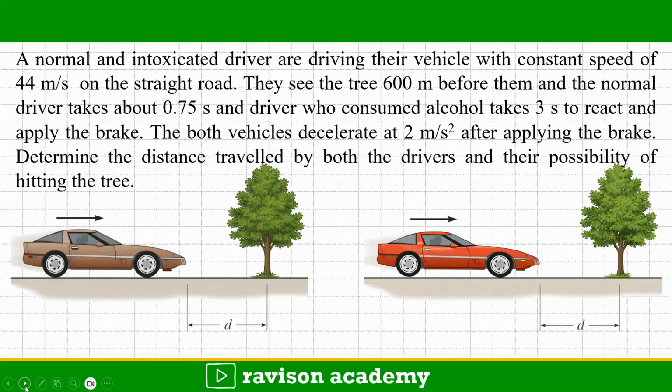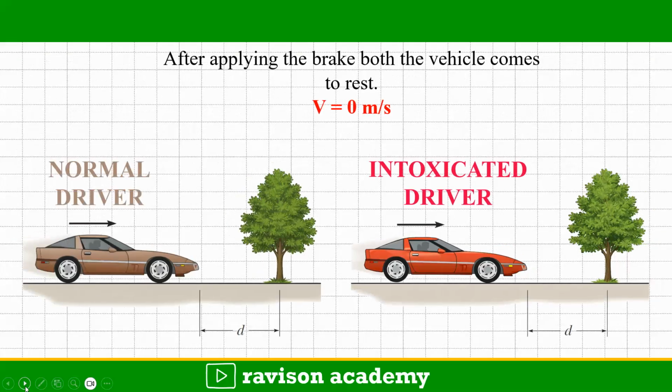A normal and an intoxicated driver are driving their vehicles at a constant speed of 44 meters per second on a straight road. They see a tree 600 meters ahead. The normal driver takes about 0.75 seconds, and the driver who consumed alcohol takes 3 seconds, to react and apply the brake. Both vehicles decelerate at 2 meters per second squared after applying the brake. Determine the distance traveled by both drivers and their possibility of hitting the tree.